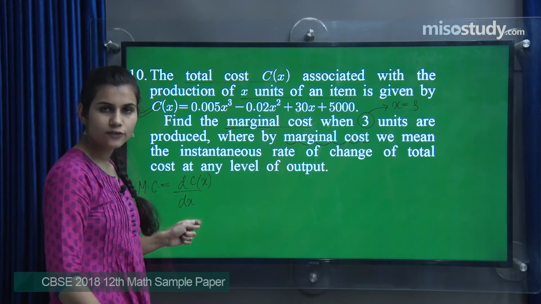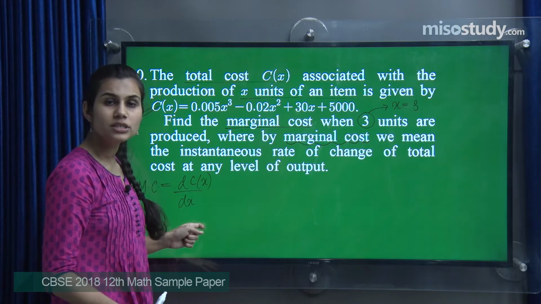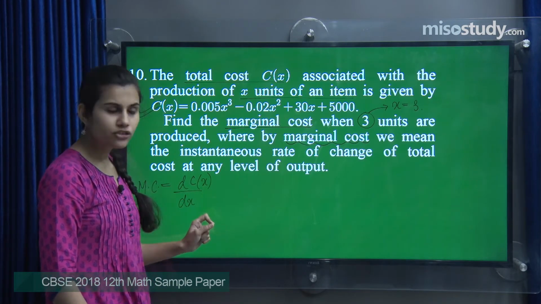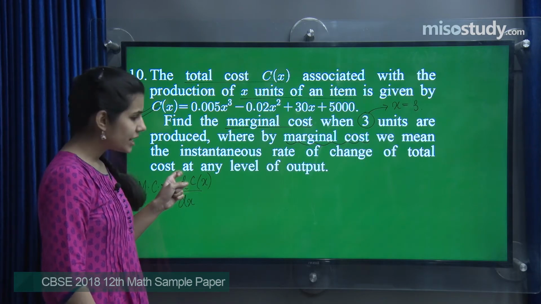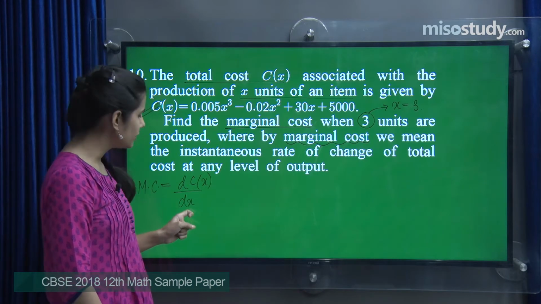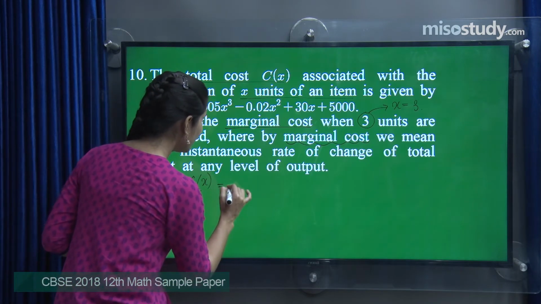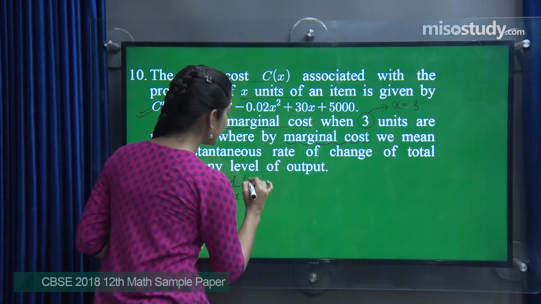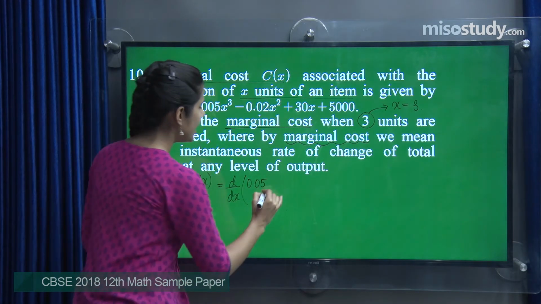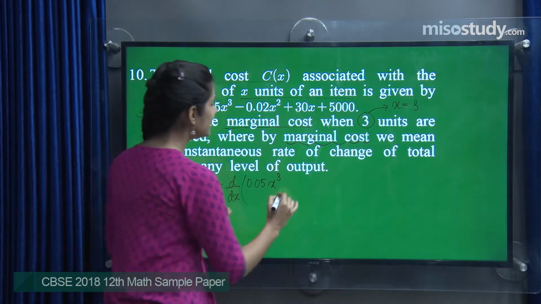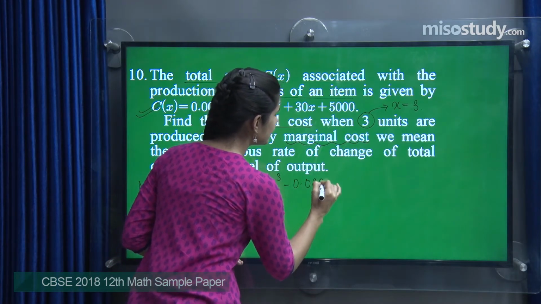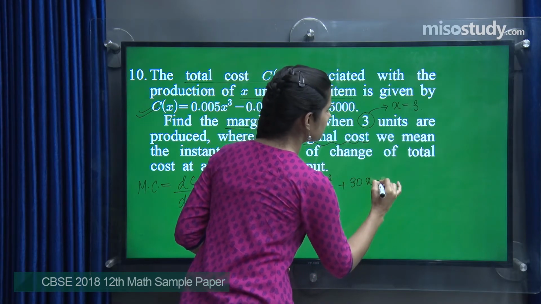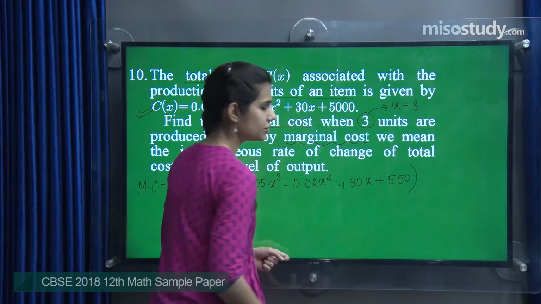So marginal cost is d by dx, because x units are produced. X is the variable standing for the units of items being produced, the output being produced, and cost is a function of x. So this is a valid expression. I have the rate of change in the total cost with respect to the outputs produced. Now we are given C of x. What is C of x? It is 0.05 x cube minus 0.02 x square plus 30x plus 500.